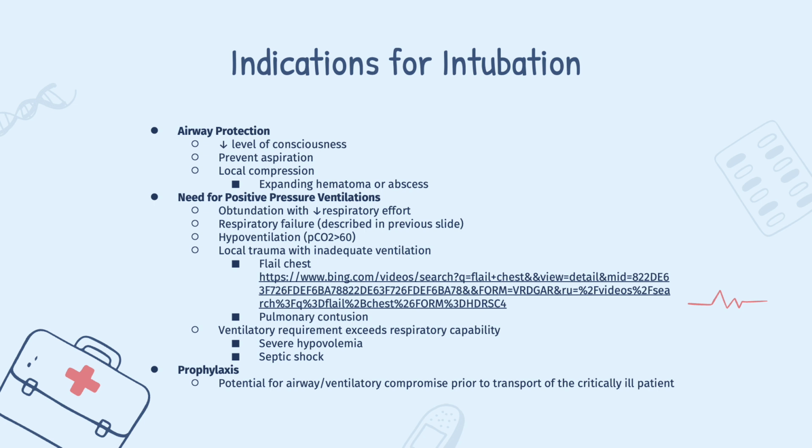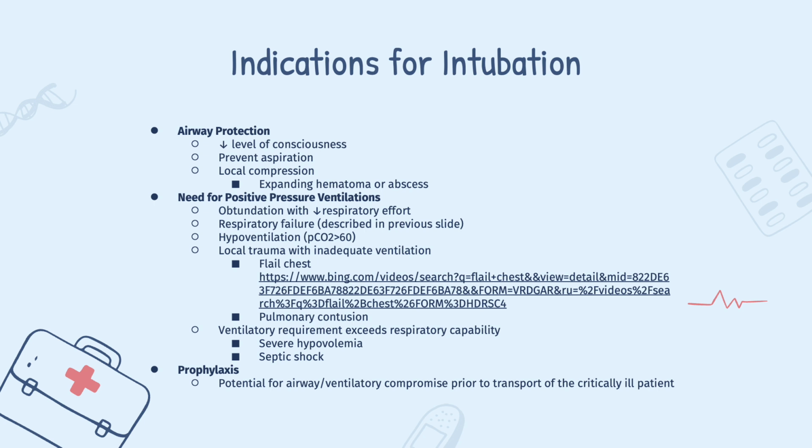Hypoventilation. So do I have a patient who's got a PCO2 of more than 60? Do I have a patient who has been involved in some kind of a local trauma and has inadequate ventilation? So flail chest. If you've never seen what a flail chest looks like, click on this link. It's really interesting to see. Do I have a patient who's had a pulmonary contusion? A seatbelt from a car accident is a common cause of that.